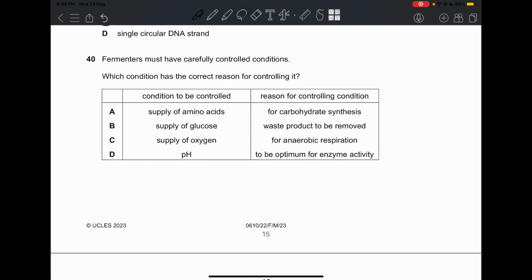D says pH to be optimum for enzyme activity. Now this is correct because enzyme activity depends on the pH that is in the fermenter, and if there is optimum pH, then there will be the highest rate of reaction possible. So our answer is going to be D.